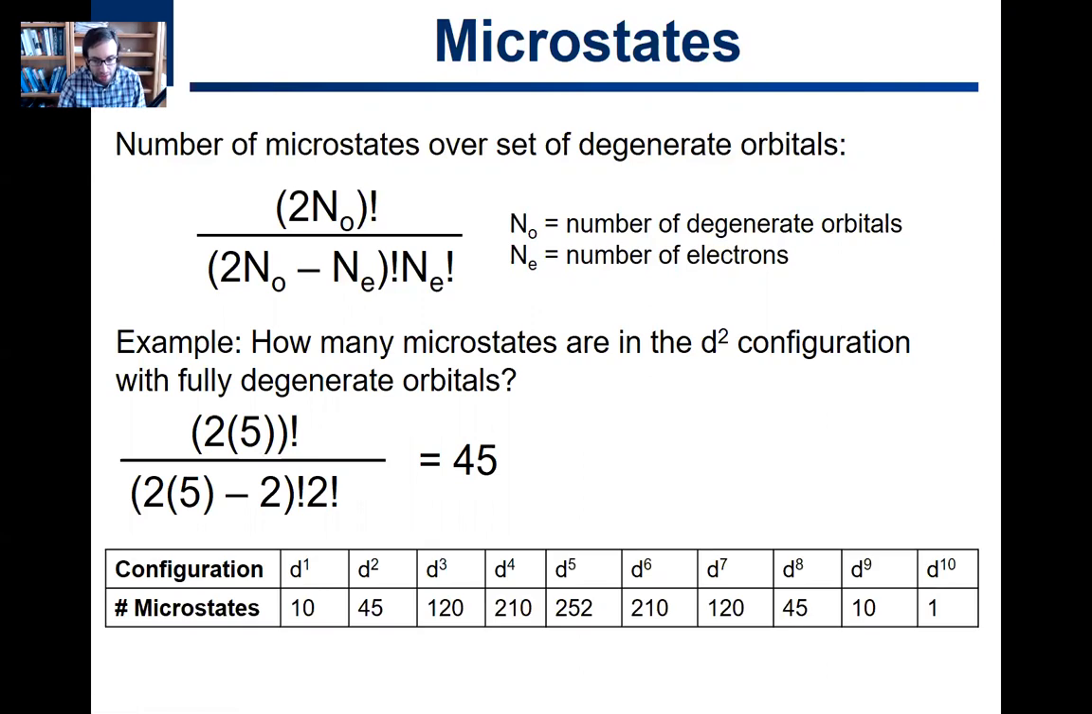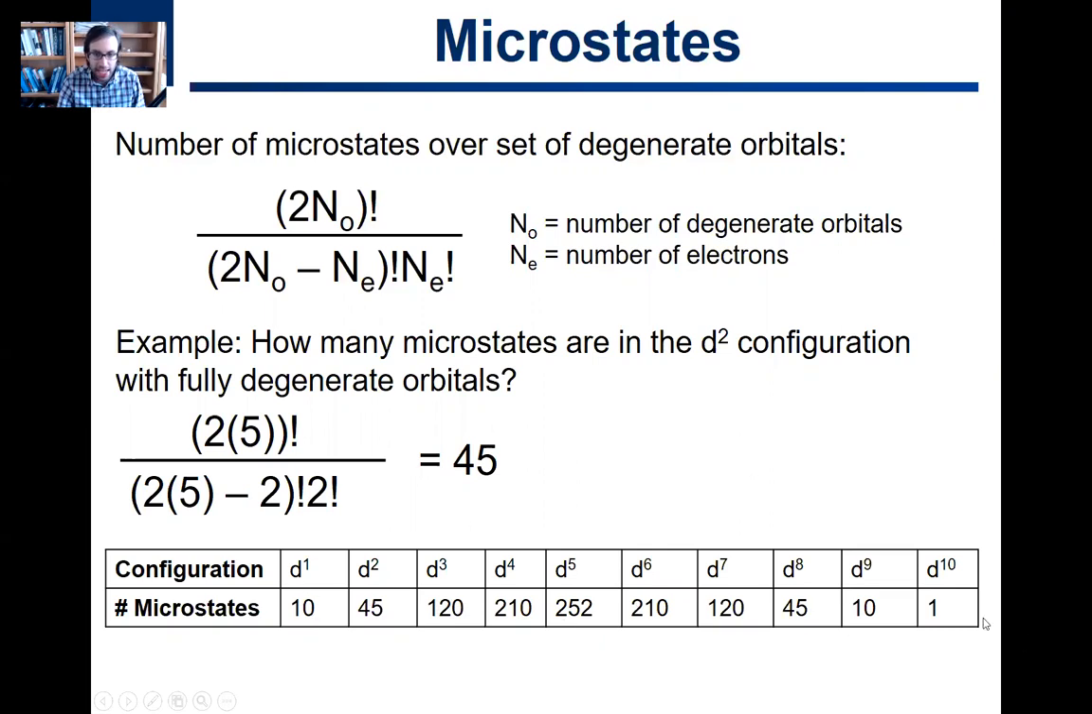And you can crank through this math for all the different configurations. d5 is going to be the most gnarly. You have 252 different microstates. You can see d3 has 120, d4 has 210. Look at this, d1 obviously has 10.